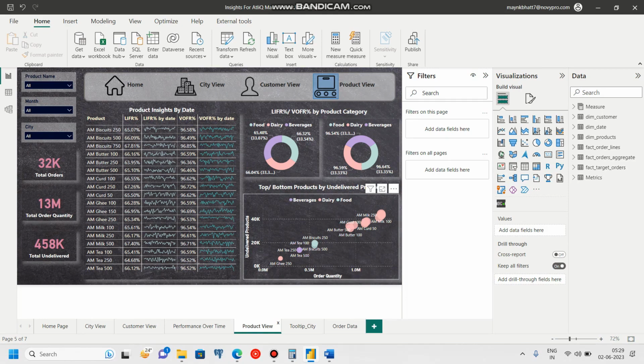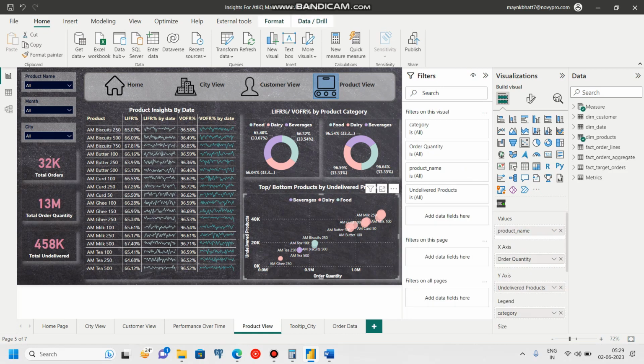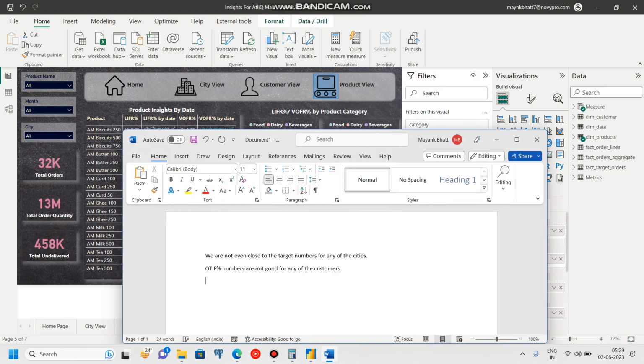So we would want to move these products to the lower quadrant than this, which means the products would have higher delivery quantity or higher order quantity and fewer undelivered products. So the third insight that I am able to generate is that the best products that AtliQ Mart is selling have the highest number of undelivered products.